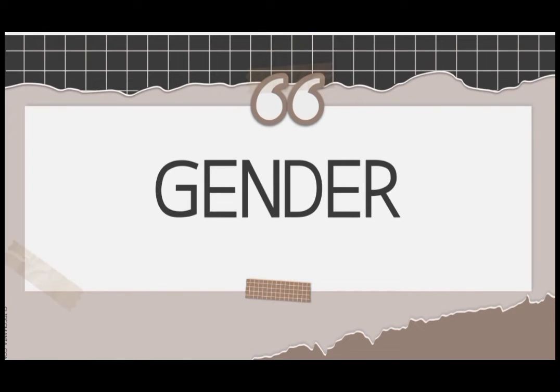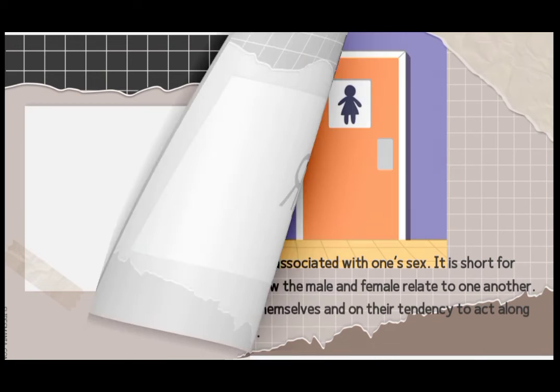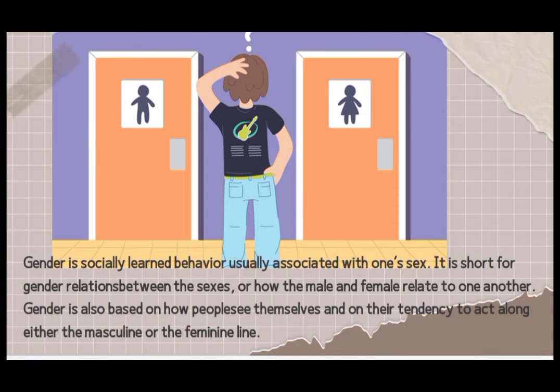Gender. Gender identity refers to one's personal experience of gender or social relations. It determines how one sees himself or herself in relation to gender and sexuality. A person could identify himself or herself as masculine or feminine. Also, gender is socially learned behavior usually associated with one sex.